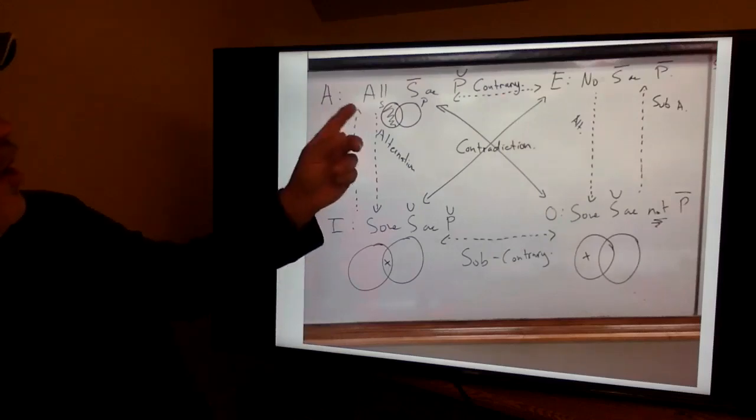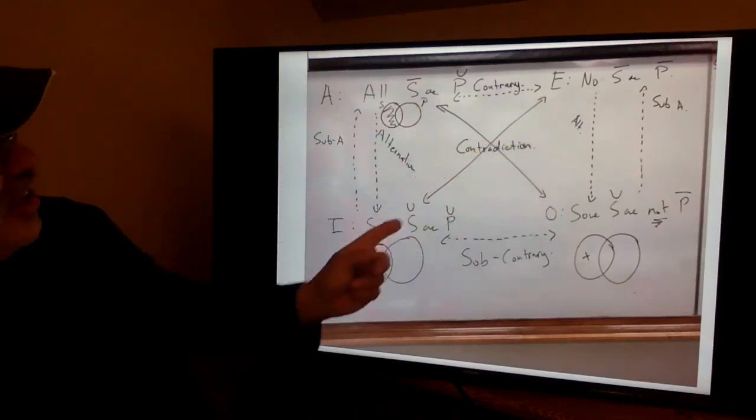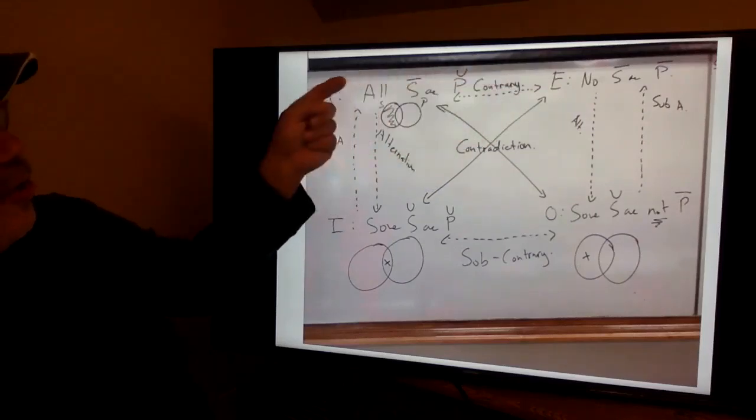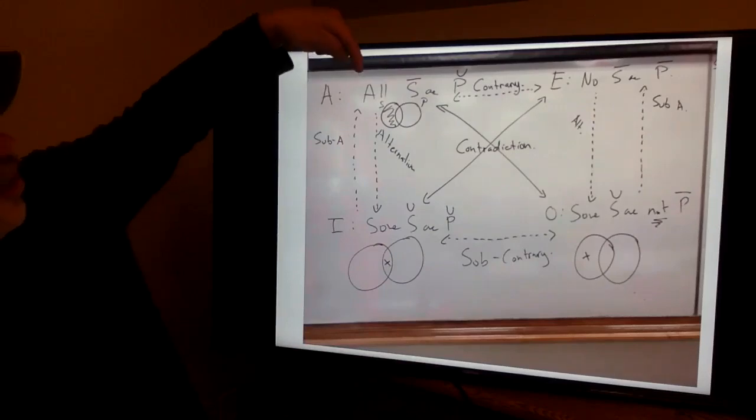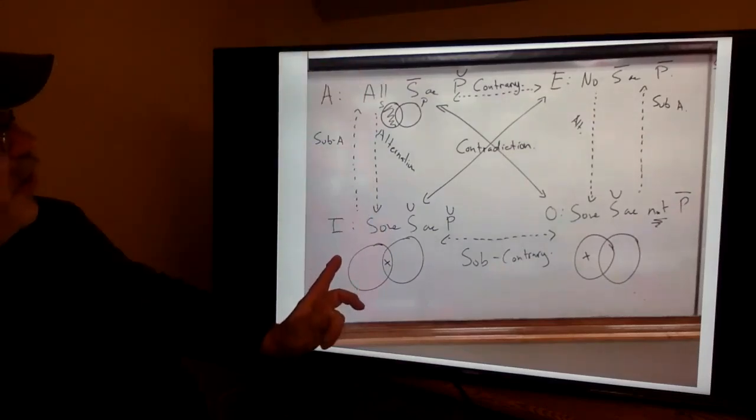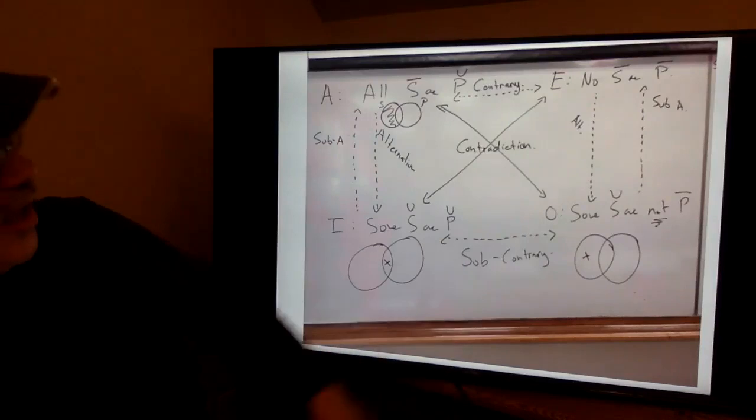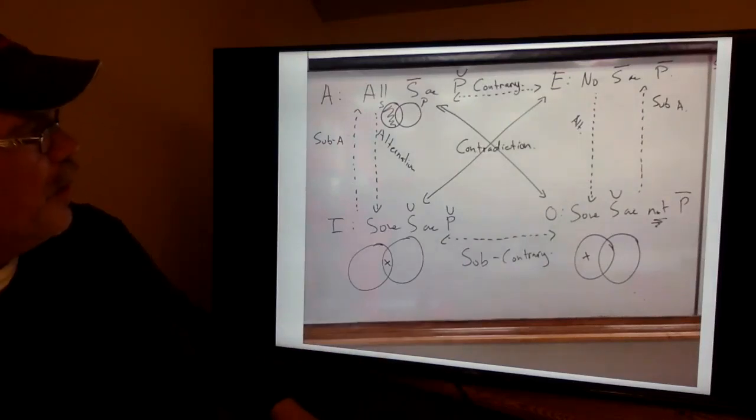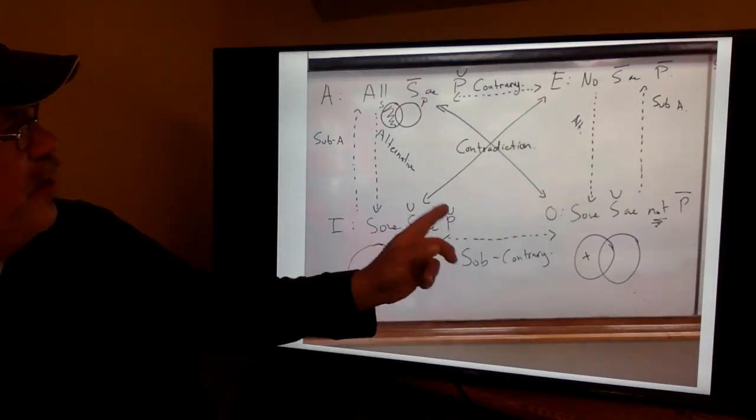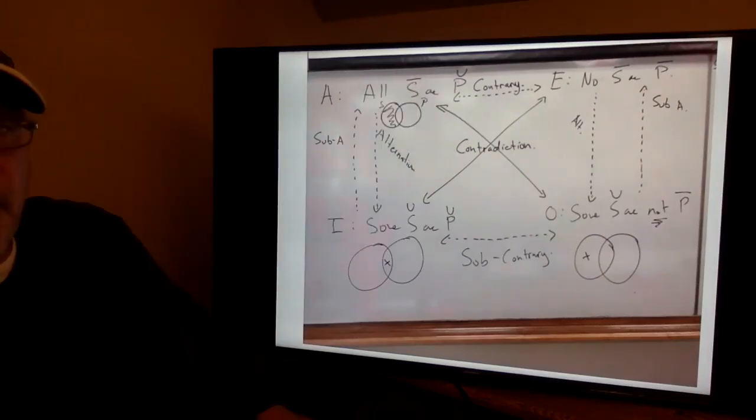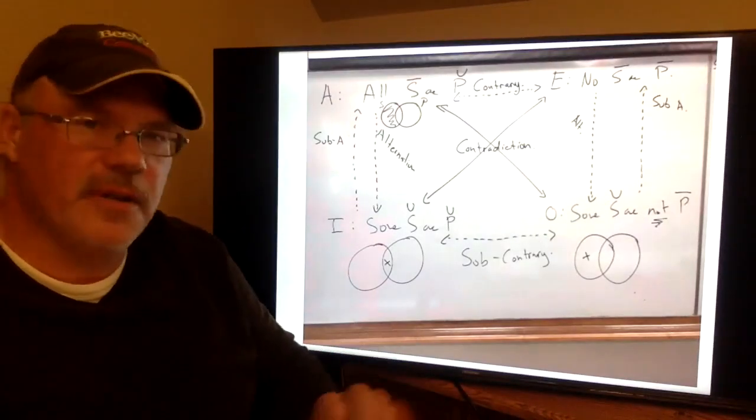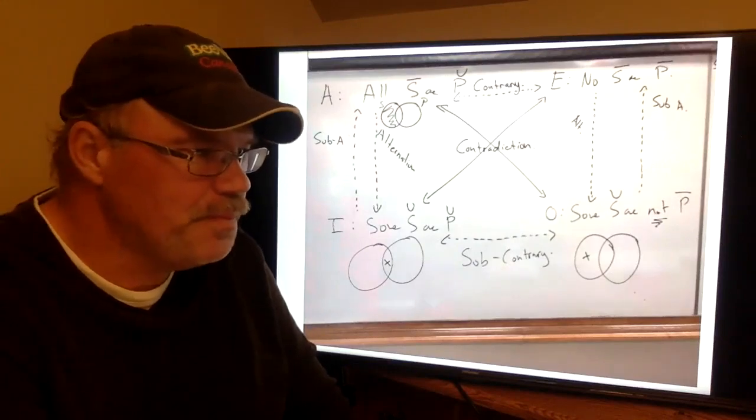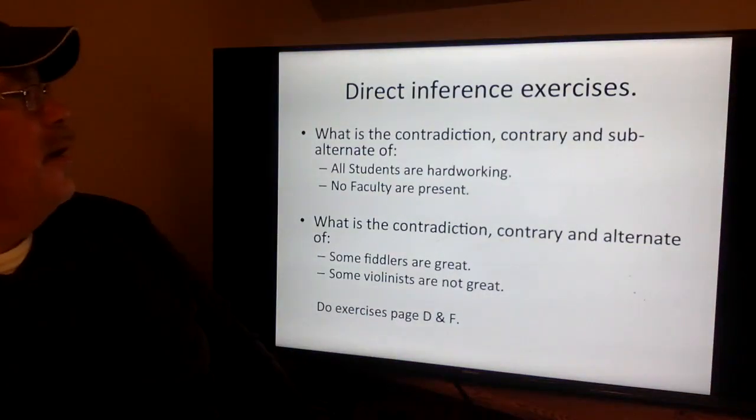Okay, so the contradictions are across the diagonals, contraries across the top, subcontraries across the bottom, alternation going down, and subalternation going up on each side. And these squiggles over those letters are distributions. We're going to talk about those next time. So there's a little bit of a mystery there for you to get all worked up about.